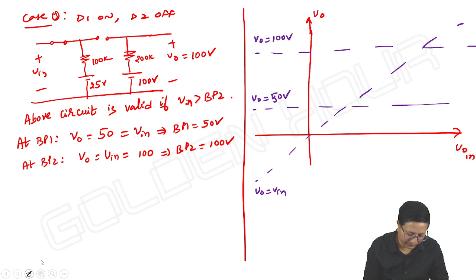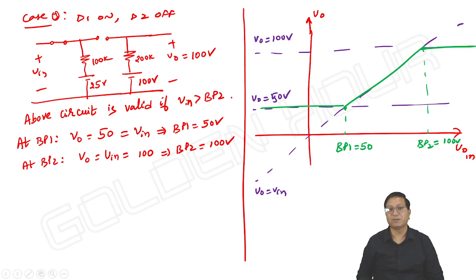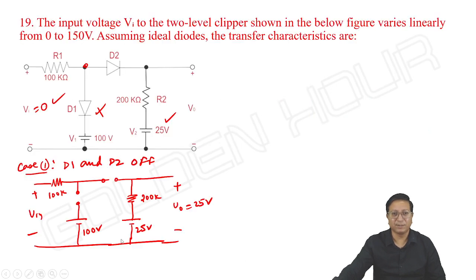Now we can see the breakpoints. Breakpoint 1 is 50. Breakpoint 2 is 100 volts. Output minimum is 50, output is equal to input, and output maximum is 100. This is how we can see the transfer characteristics. Even though we have this 25 volts, it is not coming into the picture. It's not mandatory. I forgot to tell that. Anyway, coming to this.